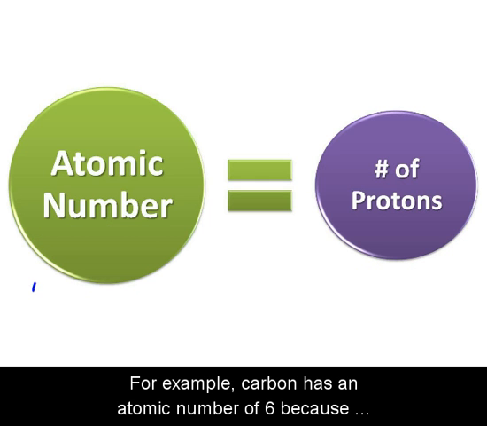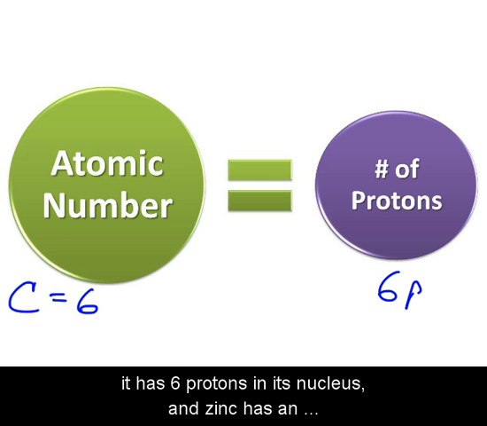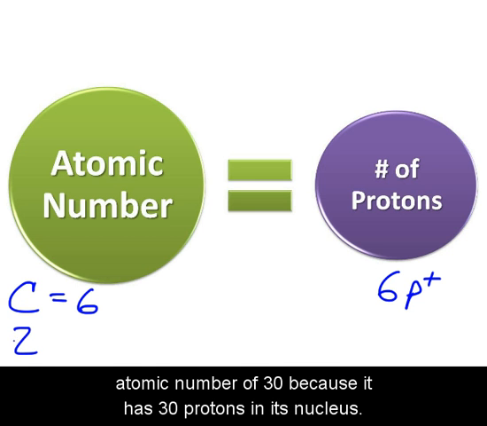For example, carbon has an atomic number of 6 because it has 6 protons in its nucleus, and zinc has an atomic number of 30 because it has 30 protons in its nucleus.